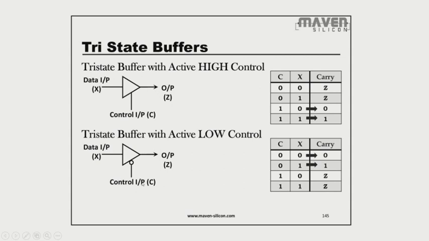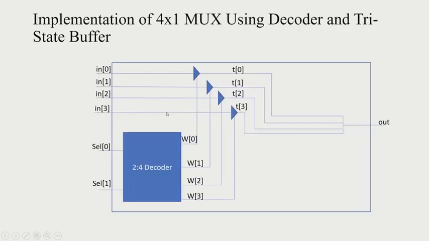In this, if the control input is 0, then it will act like a buffer. And if the control input is 1, then it will act like a high impedance state, like an open circuit. So with the help of decoders and tri-state buffers, we can implement a 4:1 multiplexer. Let's check the functionality of the 4:1 multiplexer using this decoder and tri-state buffer circuit.